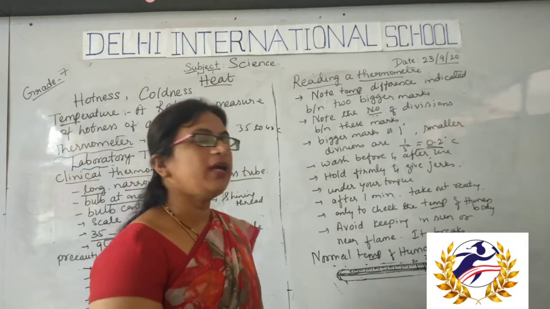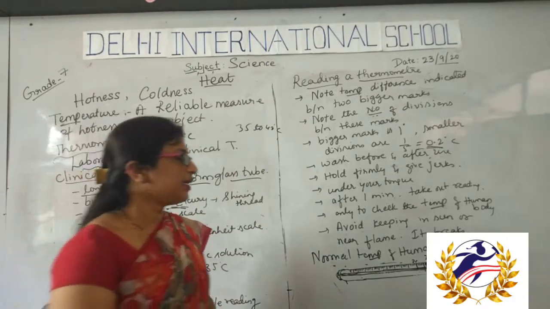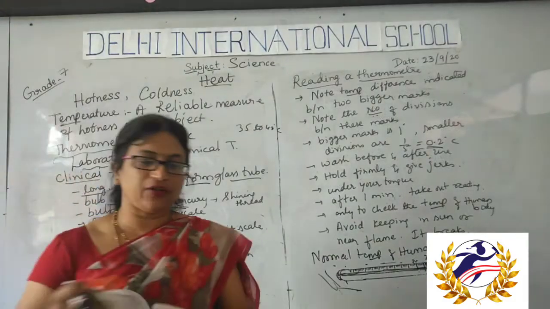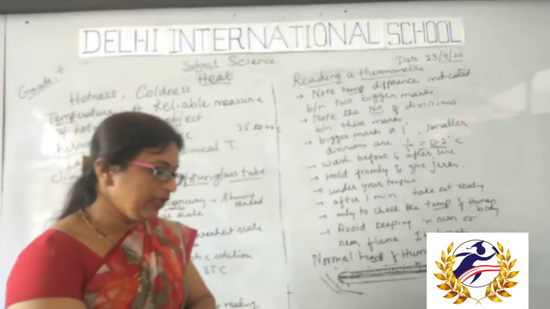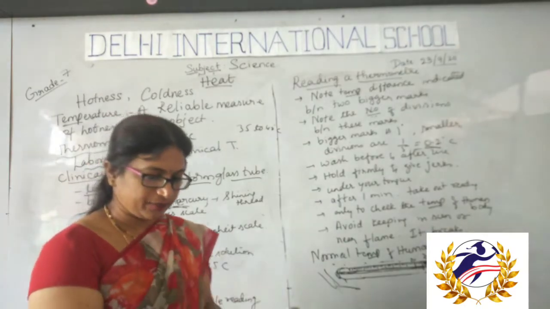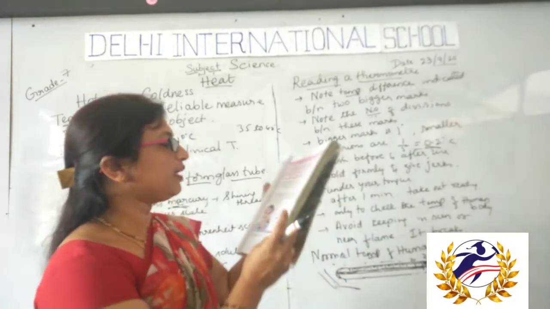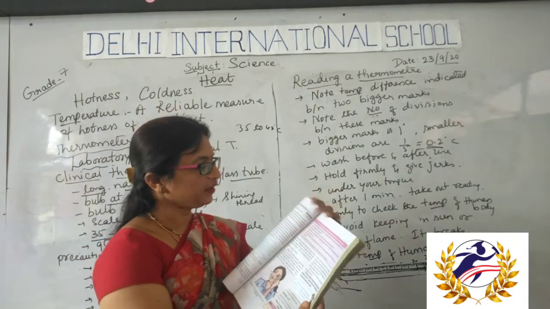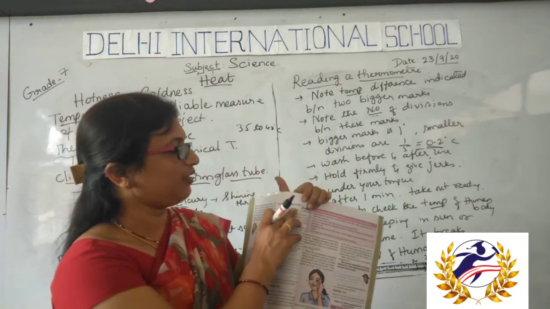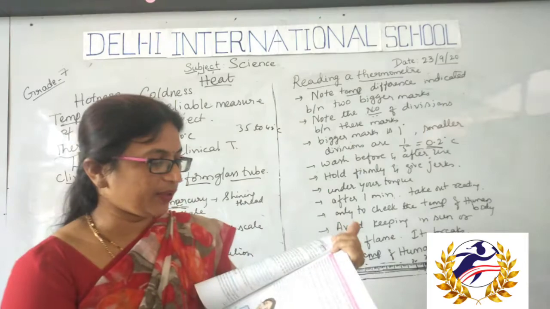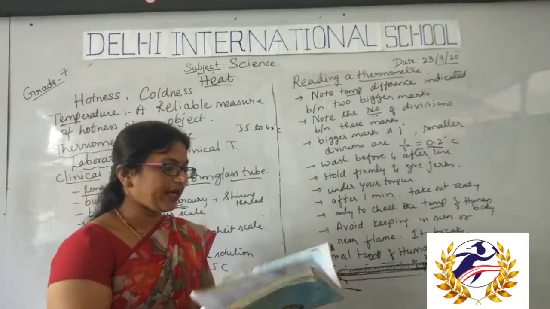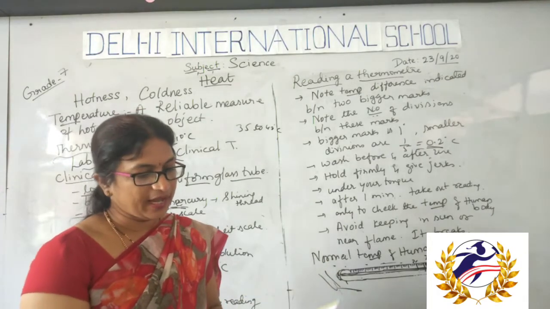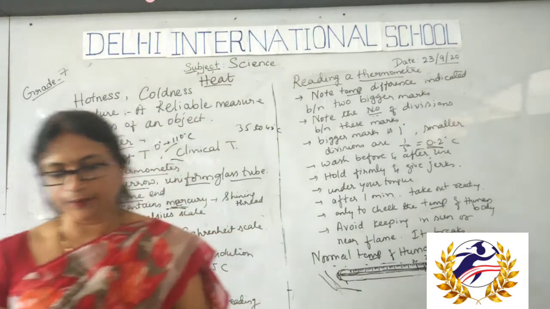We know that the normal temperature of the human body is 37 degrees Celsius, and you might have seen the clinical thermometer in your textbook also. On page number 36 they have given how the clinical thermometer looks, and on page number 37 a girl holding the clinical thermometer. So this is all about the clinical thermometer. Next we will see about the laboratory thermometer.